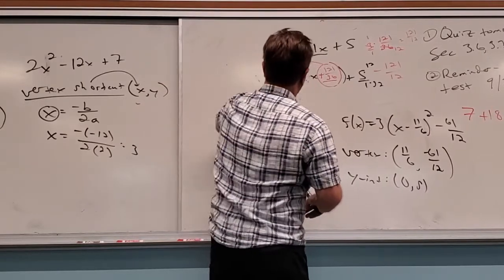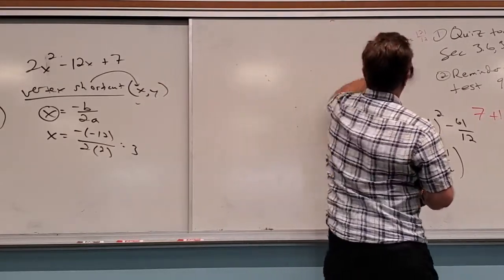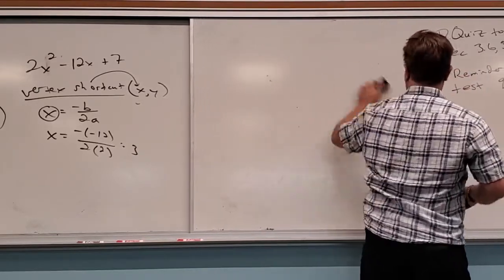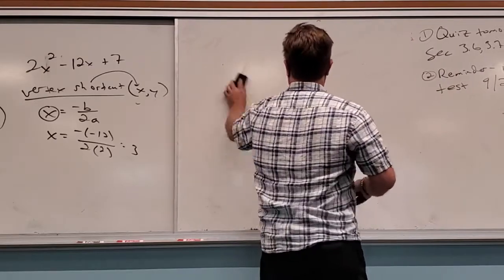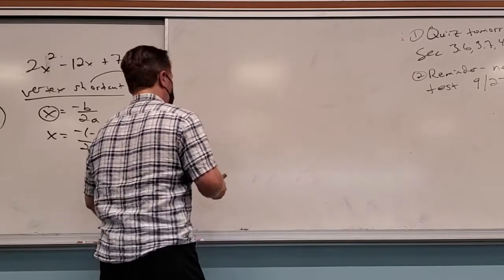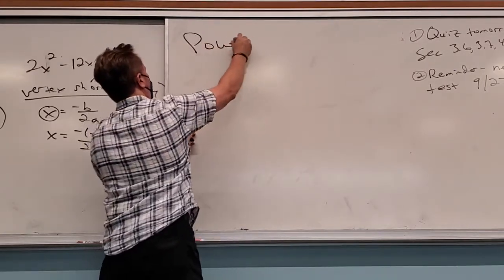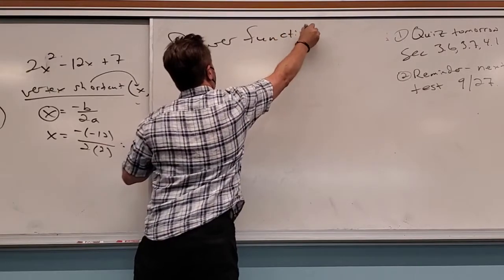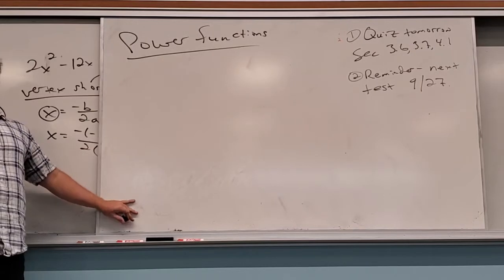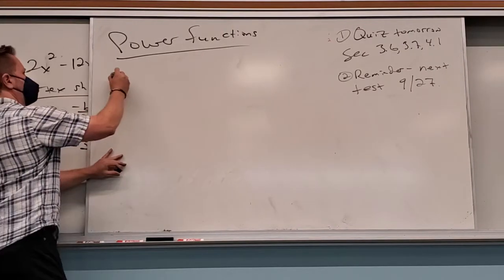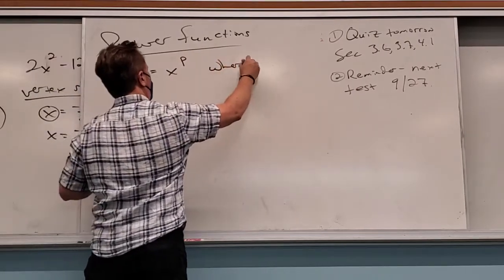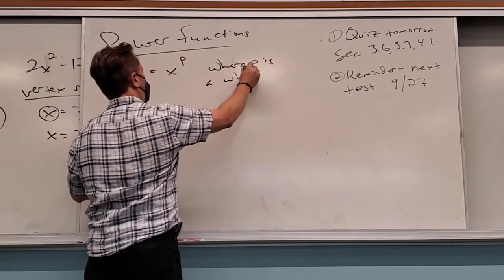So today, we're going to expand what we're looking at. We're going to start looking at powers other than 2. So these are called power functions because math people sometimes are not very creative. They're functions with powers in them. So a power function looks like this, where p is a whole number.